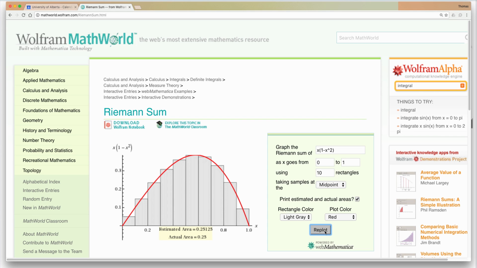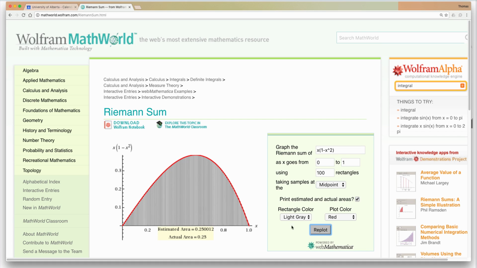And now we can improve the approximation by making it finer and finer. Okay, so maybe let's use 100 points. Replot. Oh, you see, these are now 100 subintervals. It follows the area super closely. And we get 0.250012. A very, very good approximation.